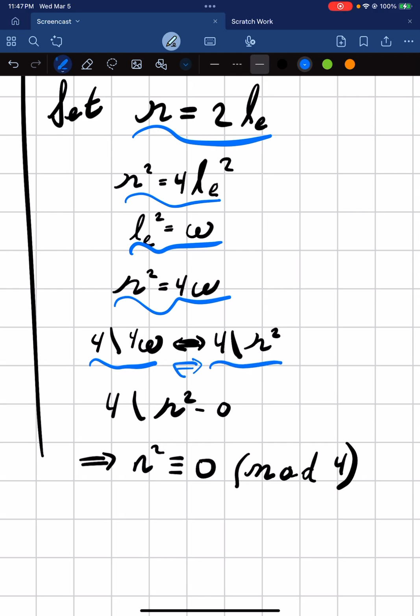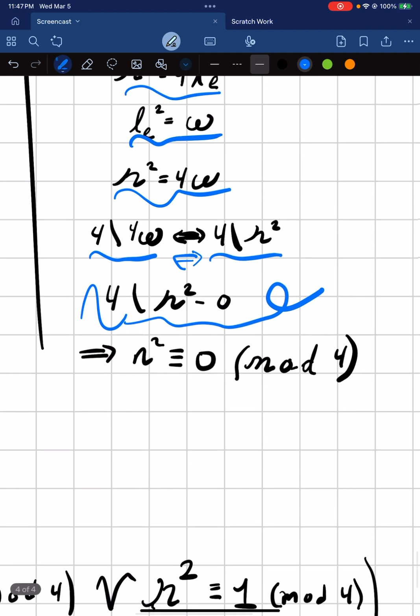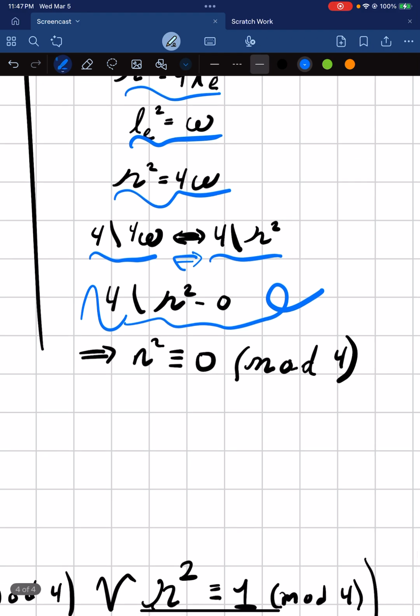And if 4 divides n squared, then we know that 4 divides n squared minus 0. And now that we have shown this with the definition of modulus, we can say that n squared is congruent to 0 mod 4.